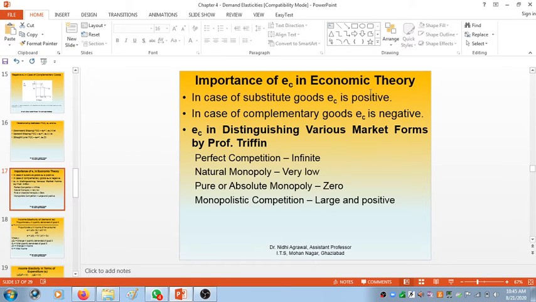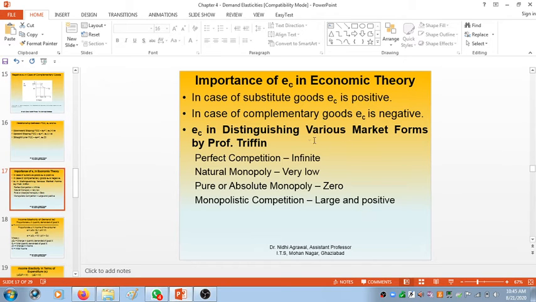Importance of cross elasticity of demand in economic theory. In the case of substitute goods it is positive, in the case of complementary goods it is negative, as we have already discussed. It is easy in distinguishing various market forms. This classification was given by Professor Triffin. In the case of a perfectly competitive market structure, the value is infinite. In the case of natural monopoly, it is very low. In the case of pure or absolute monopoly, it is zero, completely zero. And in the case of monopolistic competition, it is very large, or you can say positive.